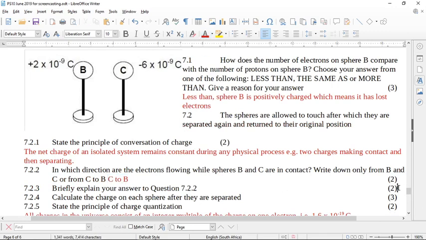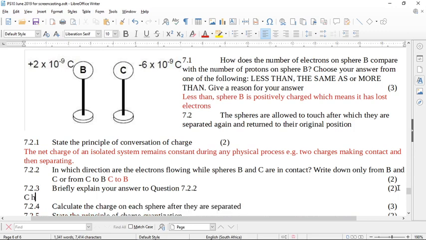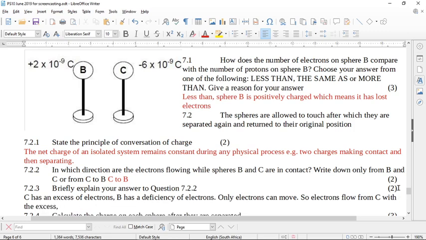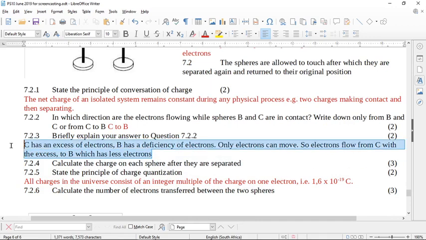Okay, we must explain this nicely in short sentences. C has an excess of electrons. B has a deficiency, or you can say less. Okay, only electrons can move. So electrons flow from C with the excess to B, which has less electrons. Remember, everything wants to average itself out. So we flow from a high electron concentration to a low electron concentration.